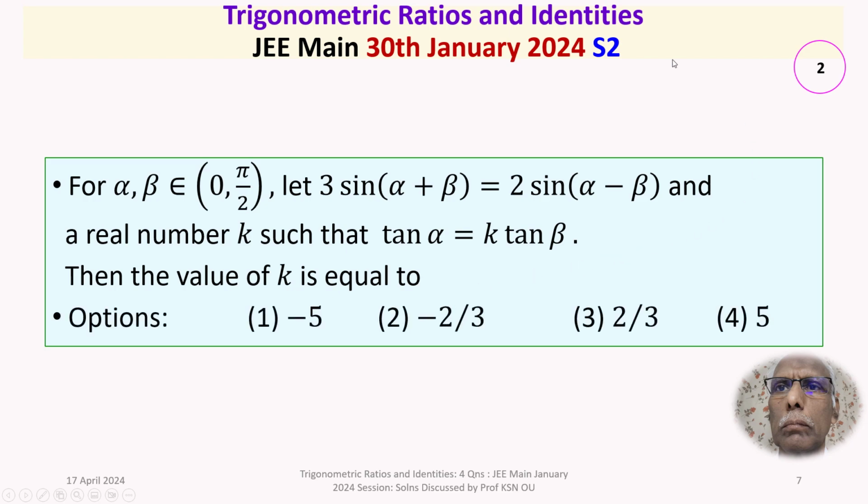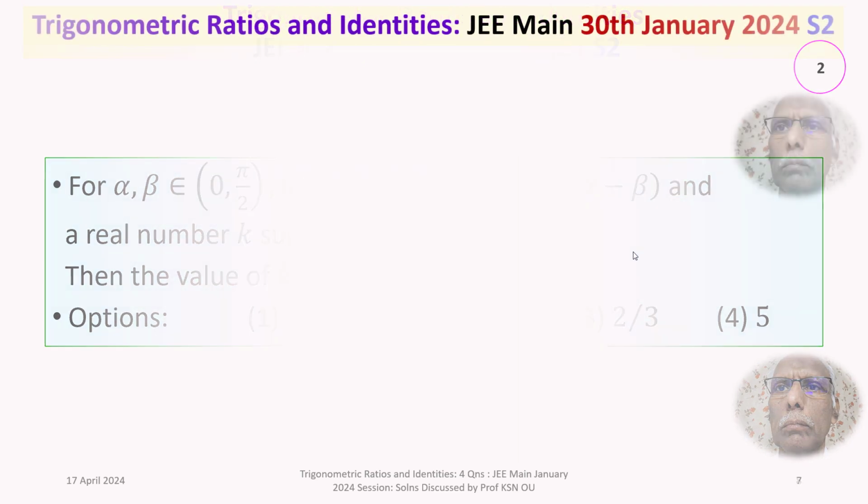So alpha, beta belongs to the open interval 0 to pi by 2 and 3 times sine of alpha plus beta is equal to 2 times sine of alpha minus beta, and there is a real number k such that tan alpha is equal to k times tan beta. We are required to find the value of k. So we'll now discuss the solution of the problem in detail.